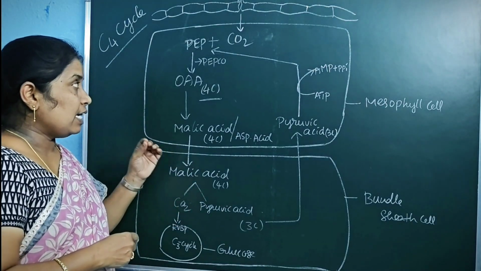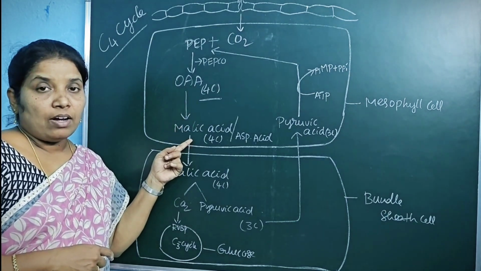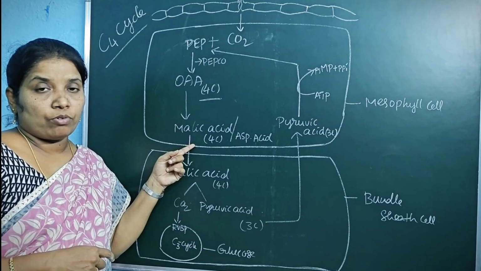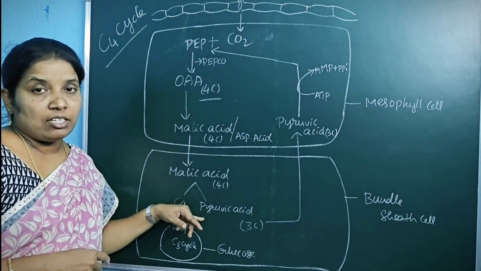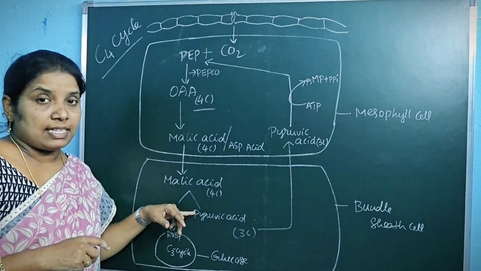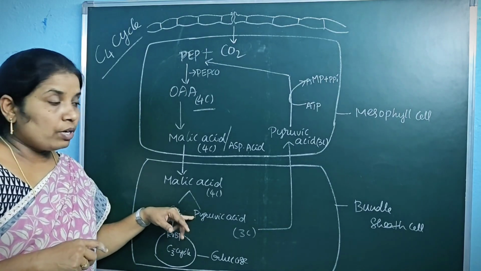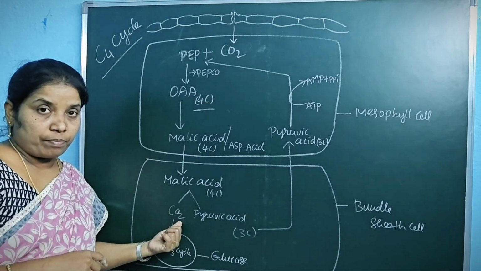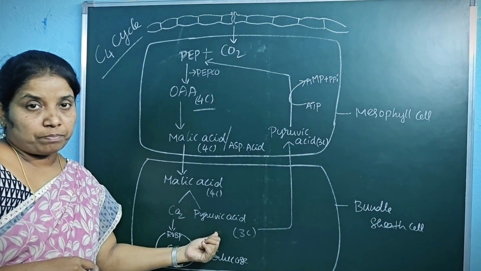After that, the oxaloacetic acid converts into malic acid or aspartic acid, which is a 4-carbon compound. This malic acid diffuses into the bundle sheath cell. Bundle sheath cells are present around the stele, in a wreath-like, ring-like manner. Then the malic acid undergoes decarboxylation, and it converts into pyruvic acid.